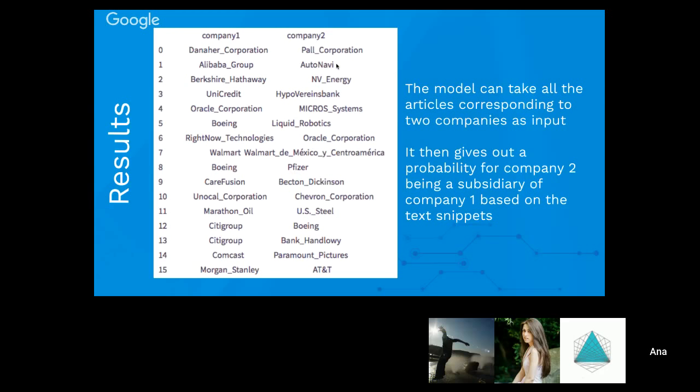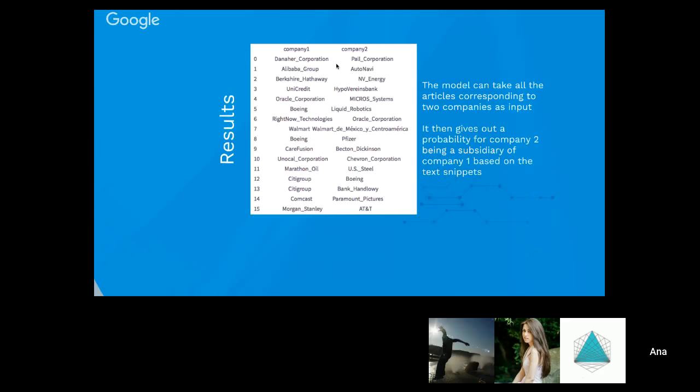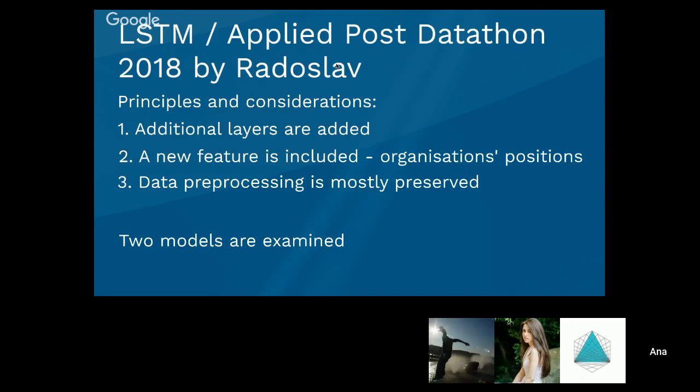Right. So by now, you have seen our architectures, the model we have applied throughout the datathon, but our work actually did not end here. We have some more models developed after the datathon. They were developed by Radosław and are building upon the LSTM approach. So in terms of principles and considerations, a few things have changed. We have a few additional layers. A new feature is included. It is all about organizations' positions. And in terms of data preprocessing, we are basically maintaining most of what we did so far.